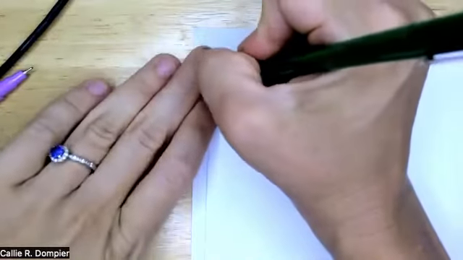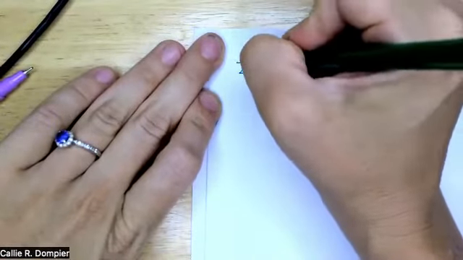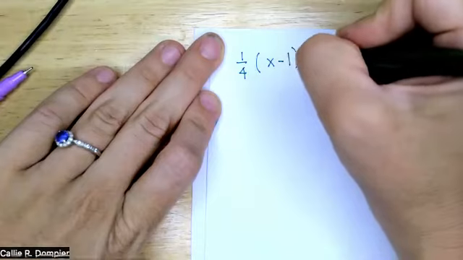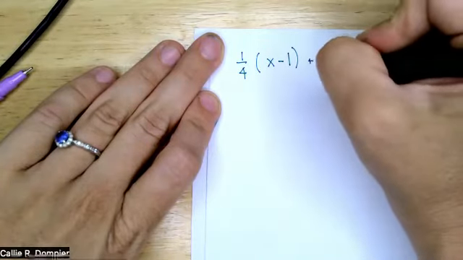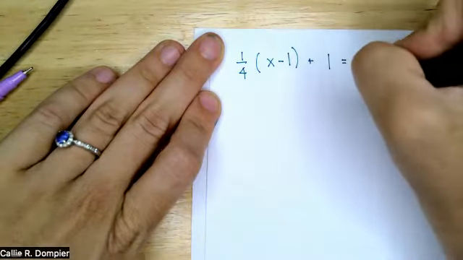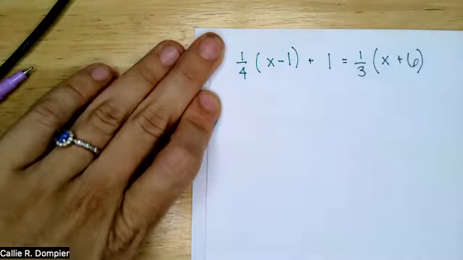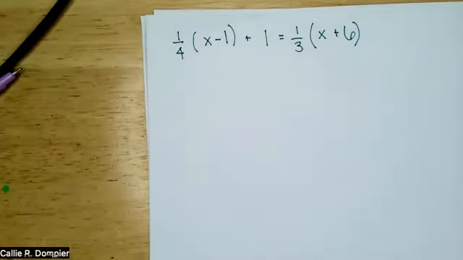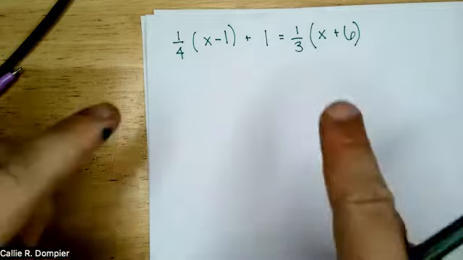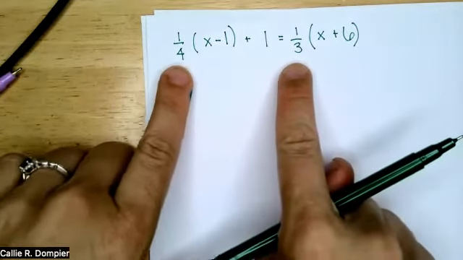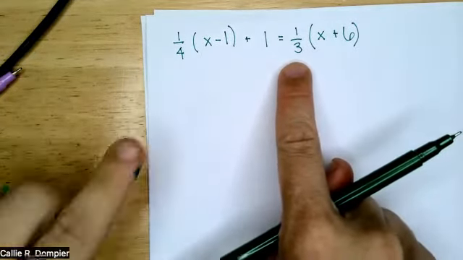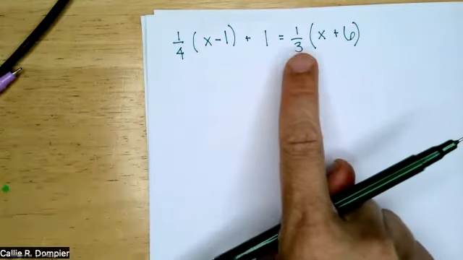Fourth one, I'll rewrite it up here. I'm already out of room. So we have 1/4 times x minus 1 plus 1 equals 1/3 times x plus 6. So I know in the directions it said get rid of the grouping symbols first, but I think since the things we need to distribute are fractions and we want to get rid of the fractions, I'm just going to leave them like that.